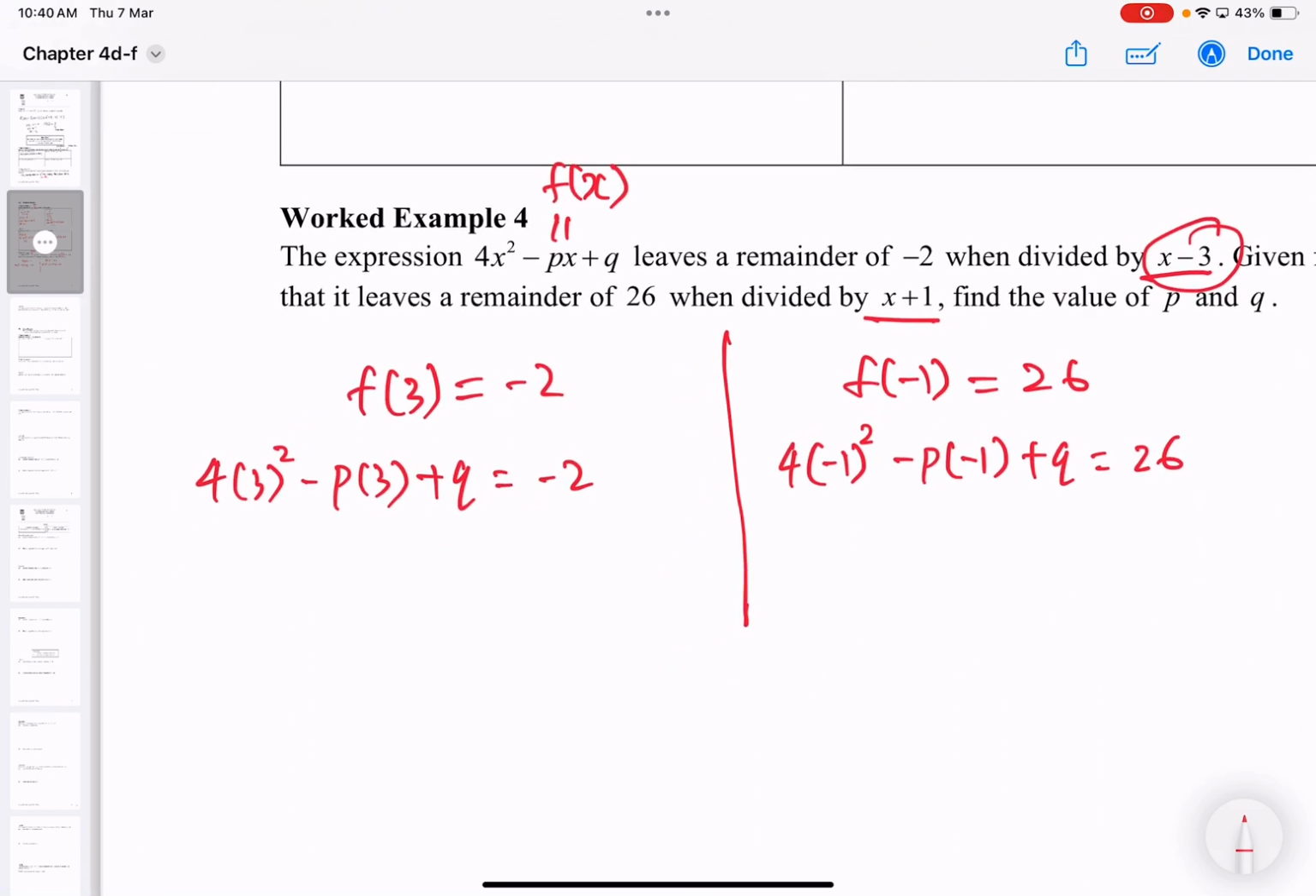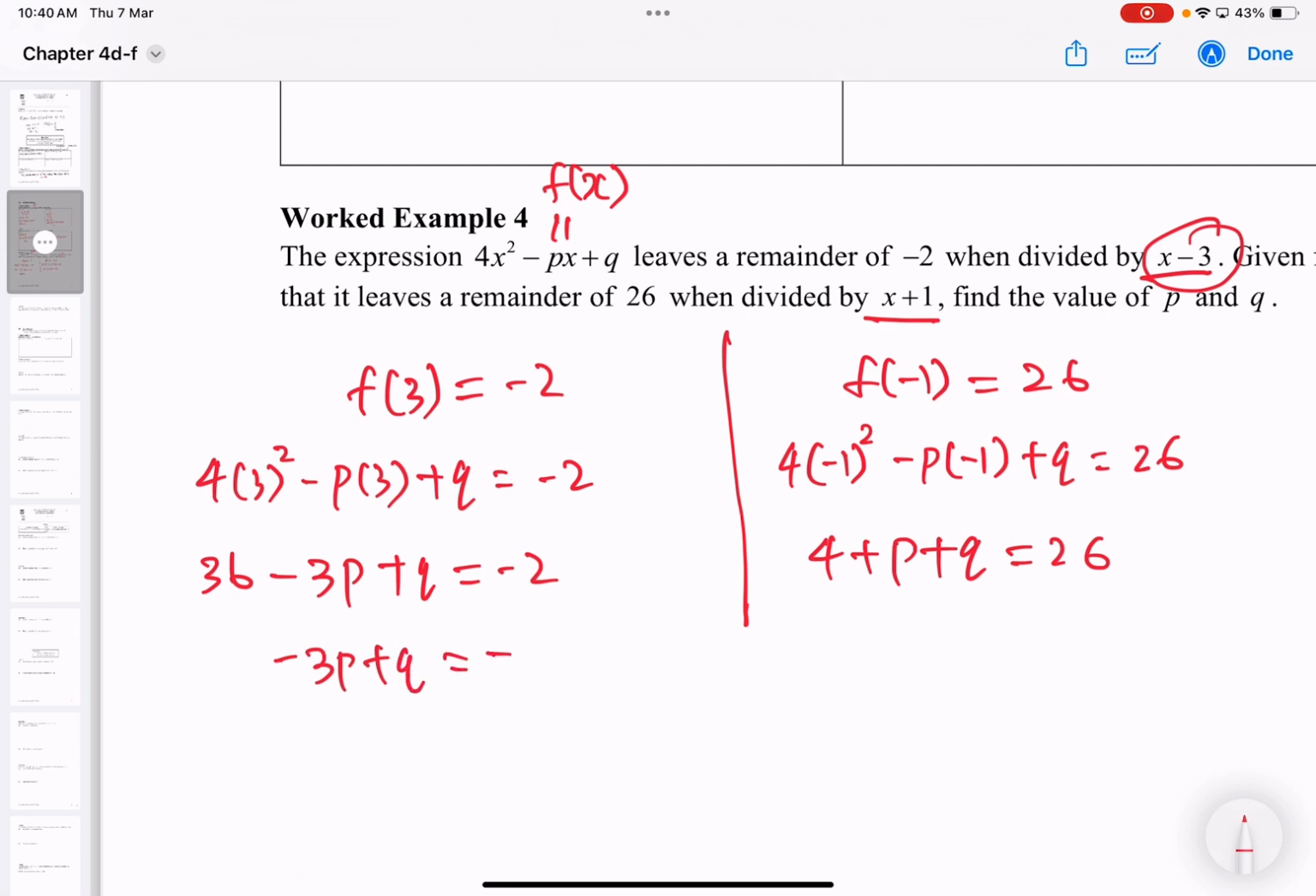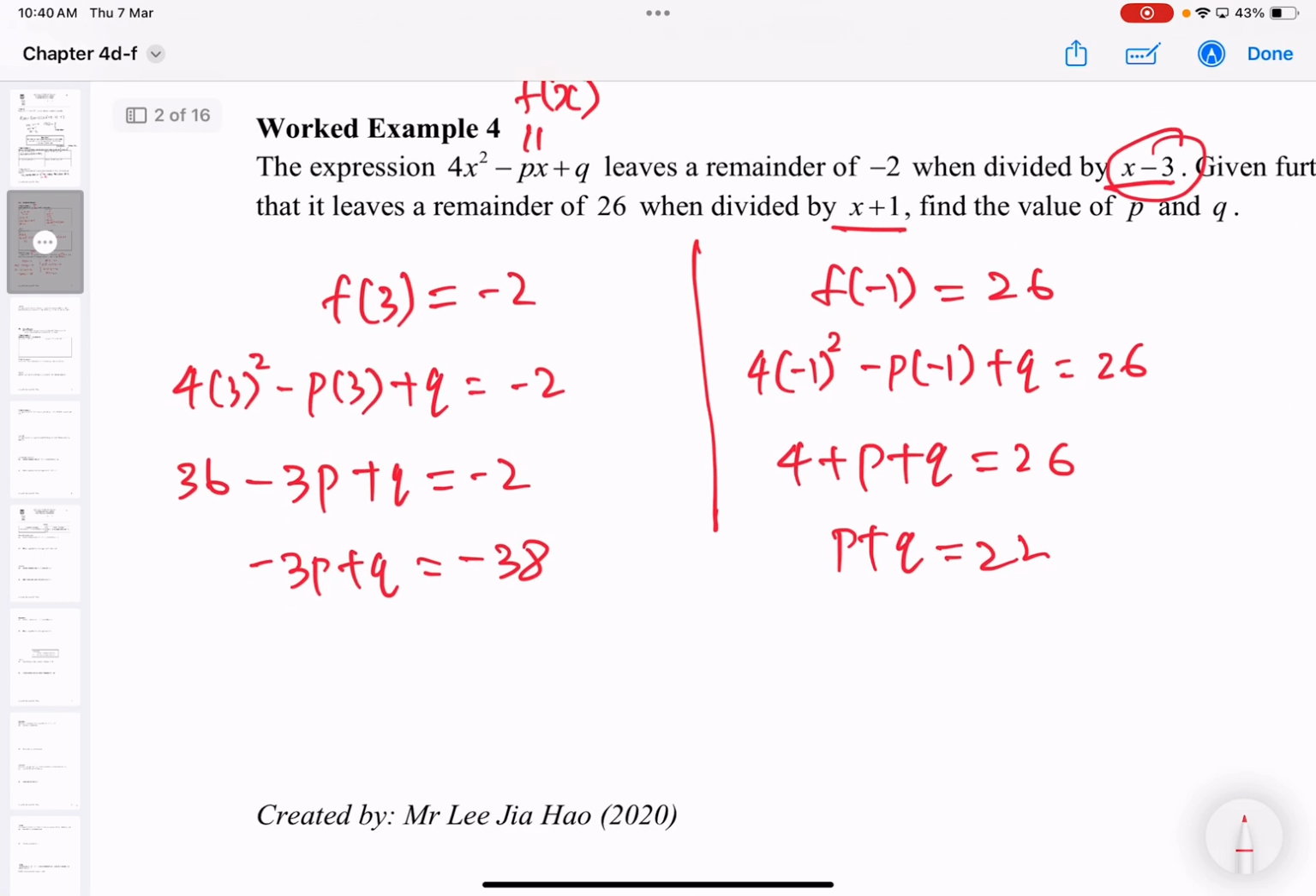Simultaneous equations, right? So here we are going to get 4 times 3 squared, so it's 36 minus 3p plus q is negative 2. Here I'm going to get 4 plus p plus q is 26. So I'm going to keep the 3p plus q over here and bring the 36 over, minus 38. Here, same thing, p plus q is equal to 26 minus 4. That gives me 22. So I have equation 1, I have equation 2. How do I solve this simultaneously?